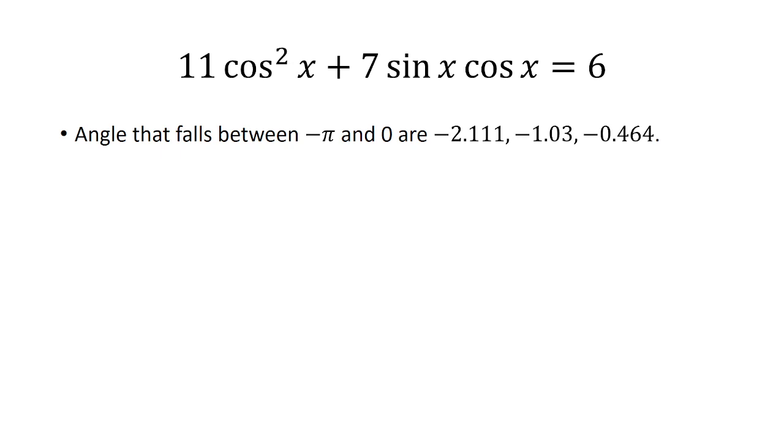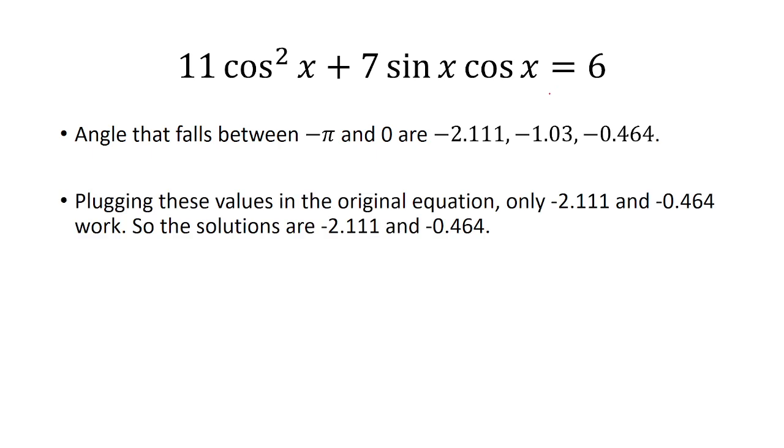Now the common mistake here is to say, okay, these are the final answers. But because we did all these substitutions, you want to make sure these work. So always plug it into the original equation. So for us, it's 11 cosine squared x plus 7 sine x times cosine x equals 6. And when you do that, you only see that negative 2.111 and negative 0.464 work. So those are the only solutions.